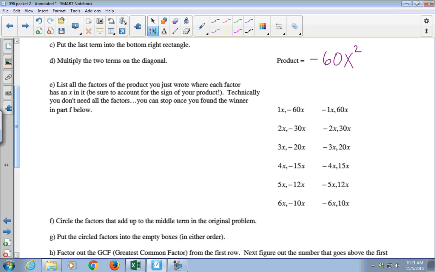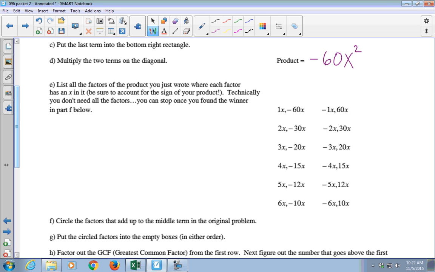So to get negative 60x squared, I could multiply 1x and negative 60x, or negative 1x and positive 60x. I could do 2x and negative 30x, 3x and negative 20x, 4x and negative 15x. So these are just all ways that I can multiply things together and get negative 60x squared. Which of them adds up to negative 11x?